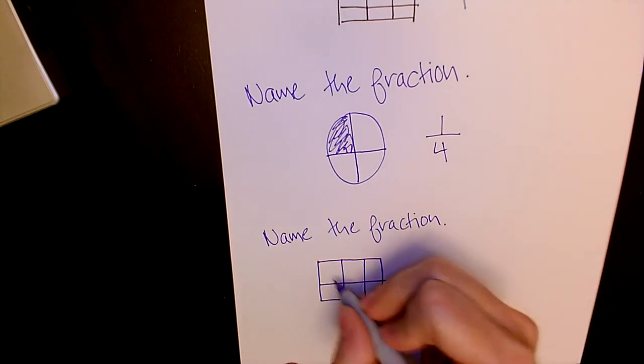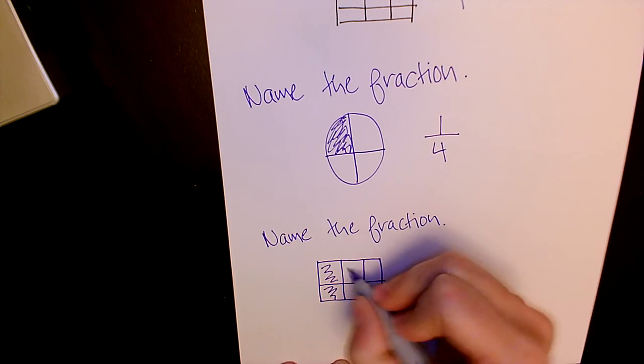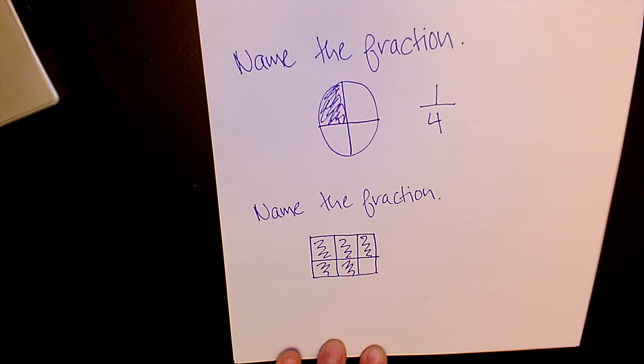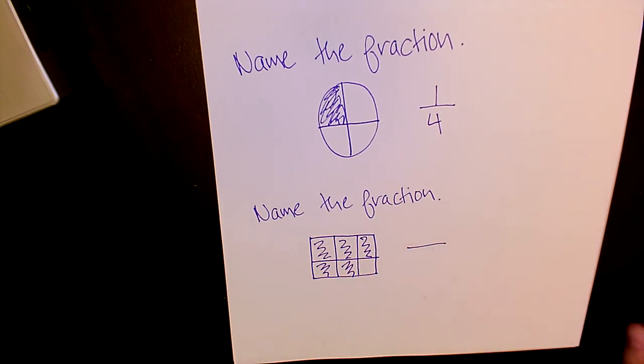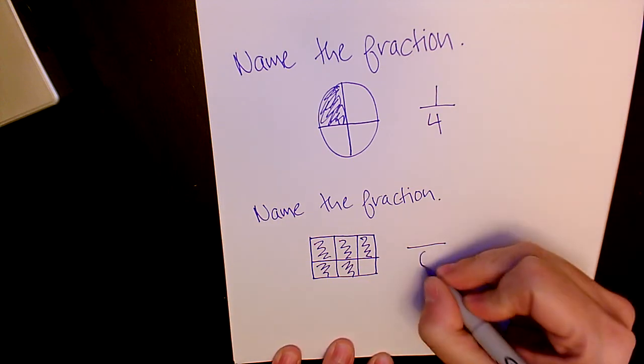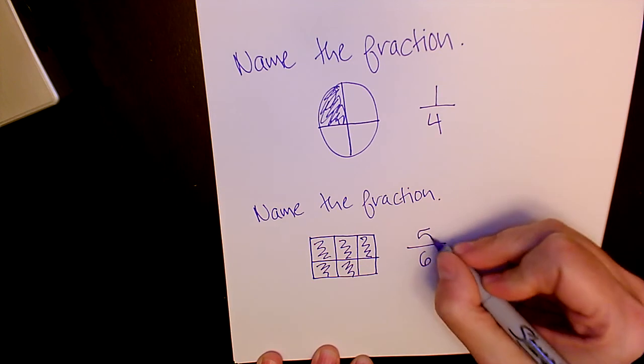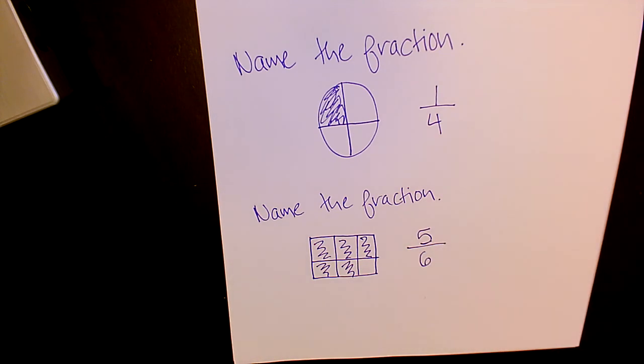A little bit better. Okay, name the fraction. A over b. How many equal pieces? These look more equal. I'm getting better as I'm going along here. How many equal pieces? I've got 6. How many are shaded? I've got 5. How's that?